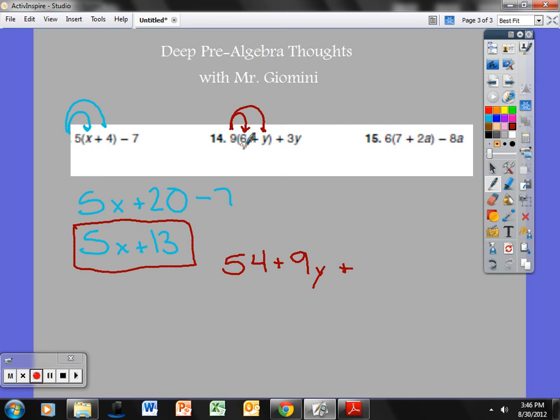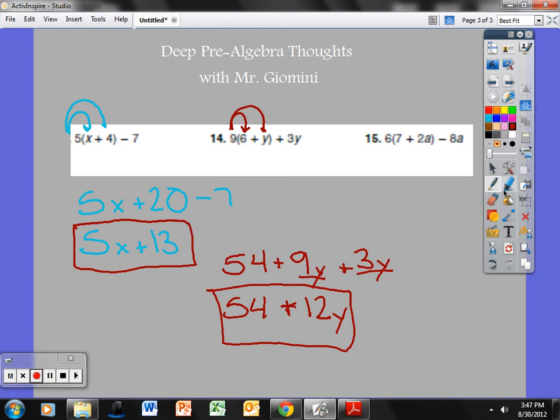Plus, and I'm done multiplying, so that's everything inside there. Plus that thing that was left outside, the 3y. I have 9y's here plus 3y's here. I can combine all the y's because they are like terms. So I will have 54 plus 9y's plus 3y's gives me 12y's. That is my final answer.